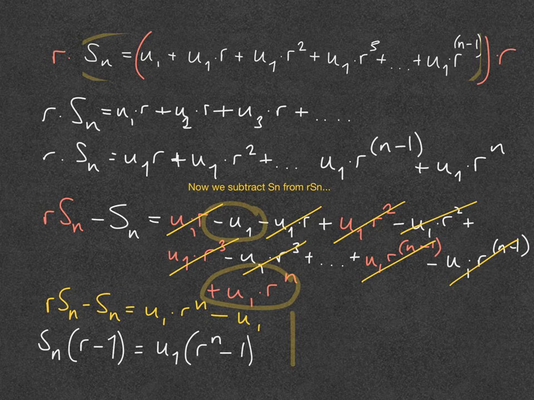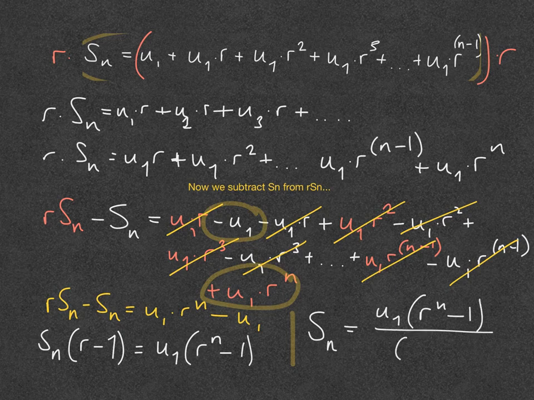And that allows us to isolate this expression for the geometric series: Sn equals u1 multiplied with r to the power of n minus 1, divided by r minus 1. And that's our final formula. So this is the formula for the geometric series, or the sum of terms in a geometric sequence.